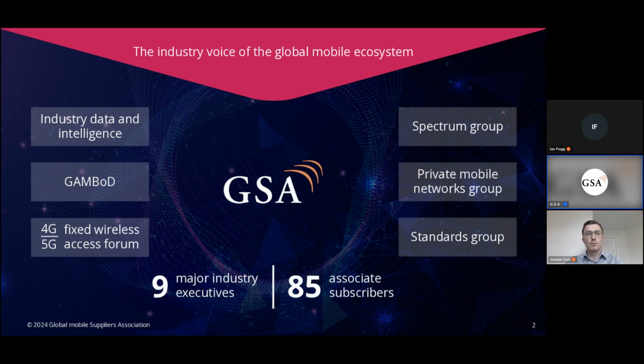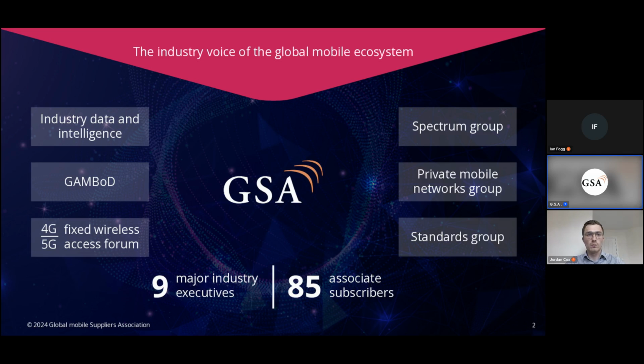The forum has itself over 55 members, representing about 80% of the infrastructure, chipset, module, and CPU value chain for fixed wireless access. And then there's a spectrum group as well, which comprises a team of about 185 spectrum and regulatory affairs specialists from our executive member companies. That's subdivided into regional groupings as well as global teams that focus on areas such as spectrum bands and licensing.